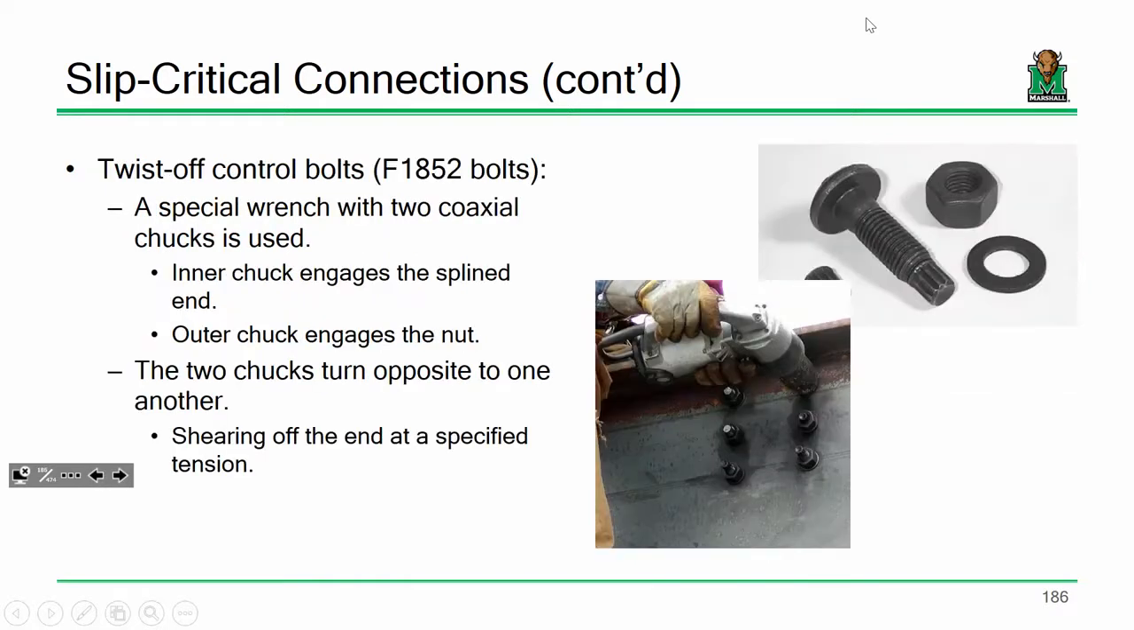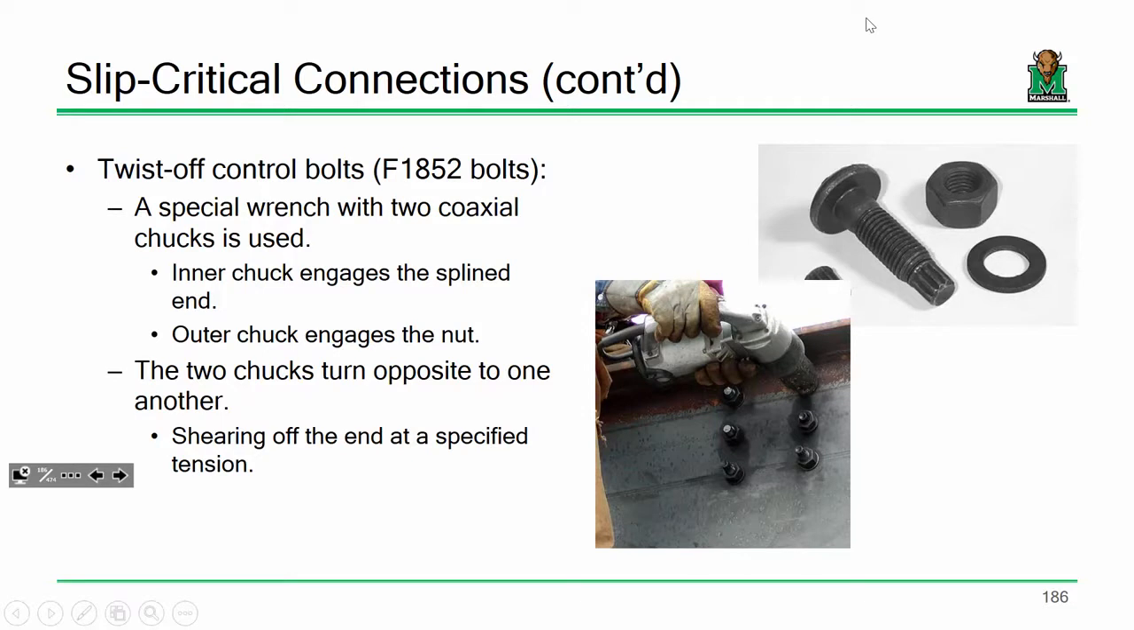There are some other niftier systems out there. This is one that's probably a little more expensive, but I would argue is much easier to install. This is a twist-off control bolt. It involves the use of a special wrench and a special bolt. If you notice, the bolt has this sort of splined end. See how you've got the threads, but there's this end right here with this little nub on it? Does everybody see that?